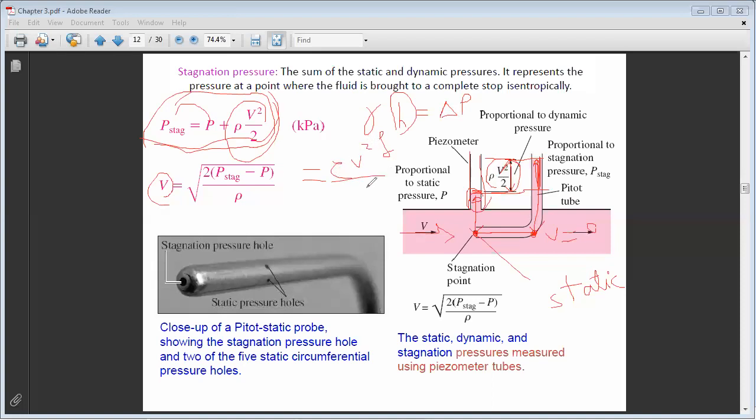This device is widely used in experimental fluid labs to calculate the velocity of flow. So I hope when you take the course of experimentation on fluids, you will use these devices.